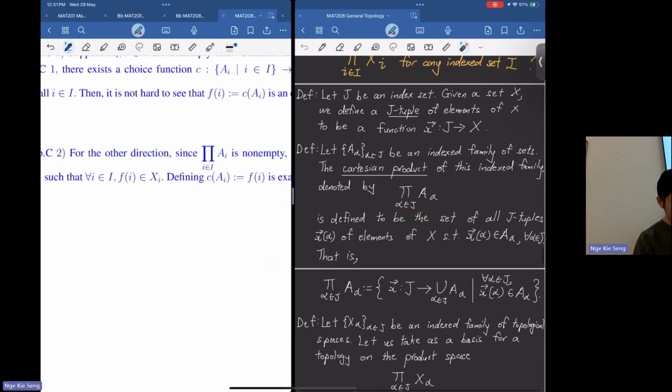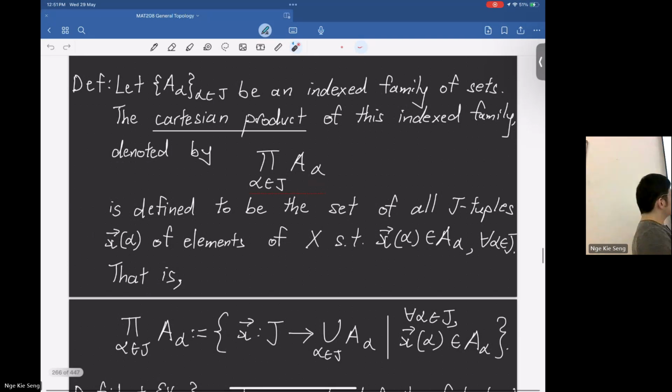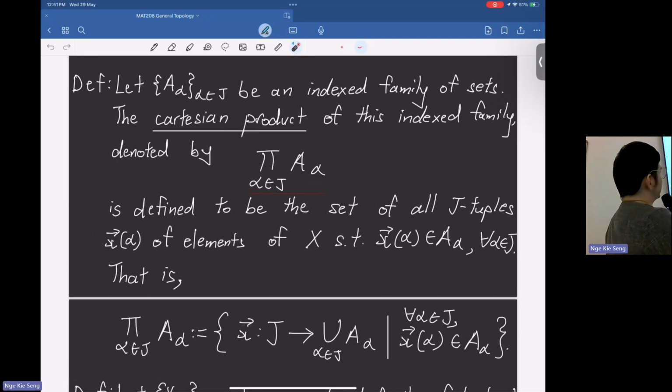So how do you define the Cartesian product here? We define the Cartesian product for infinite sets, or actually any index J. What are the elements here? These elements are actually functions. Functions from where to where? From J to the union of A alpha. What is J? J is the index set.